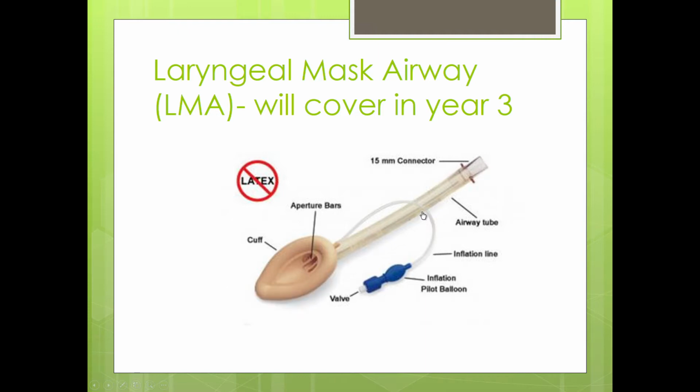Basically, this tube, this fleshy area here, gets folded down. Then you have these aperture bars, and this goes into their actual airway. It's a device that can be inserted quickly. It seals off the connection between the esophagus and the trachea, and it allows for ventilation. This is typically only used by EMS and in emergency settings.